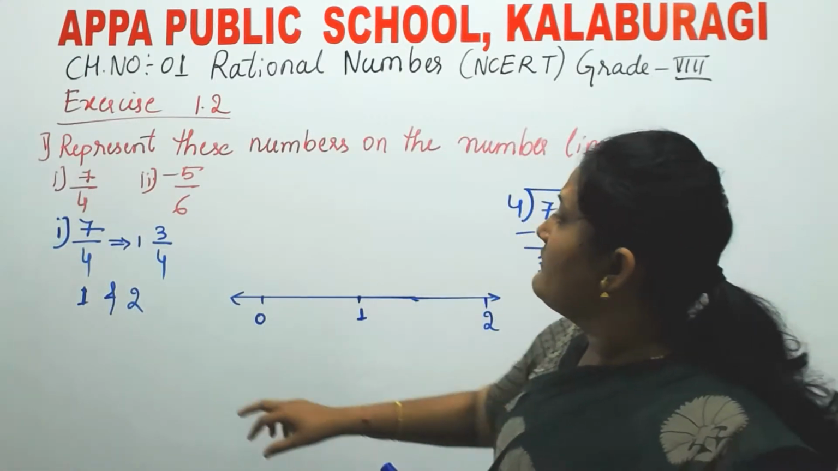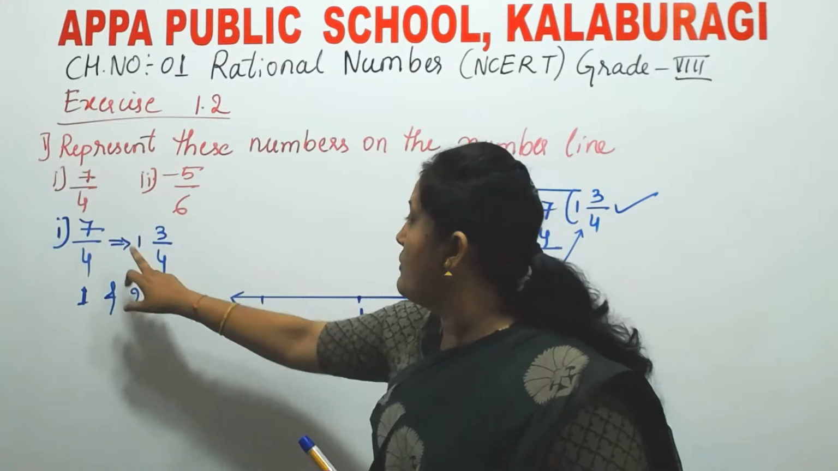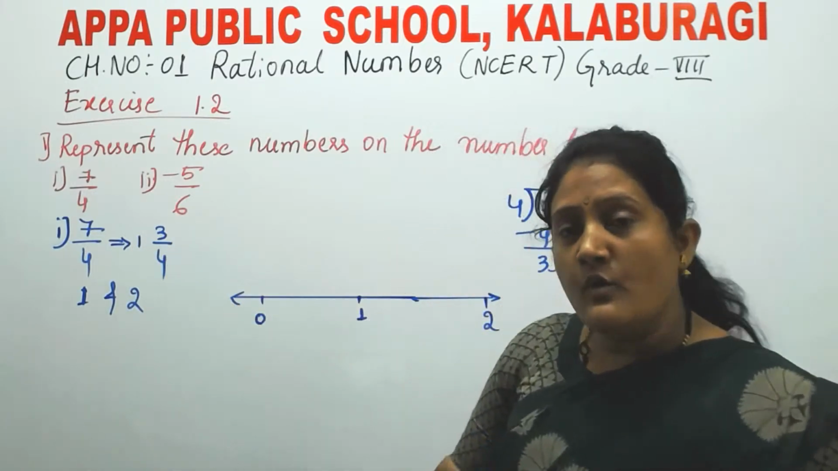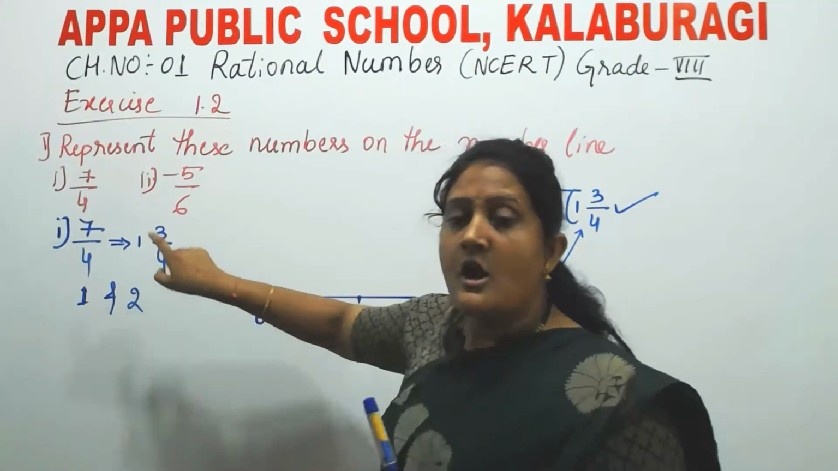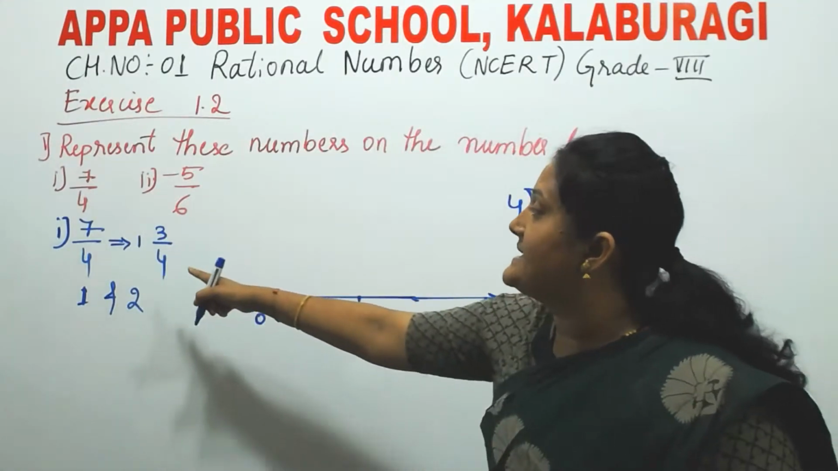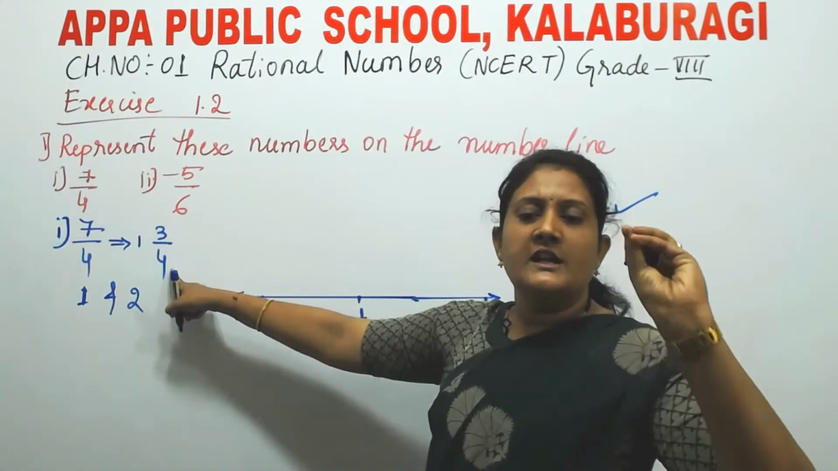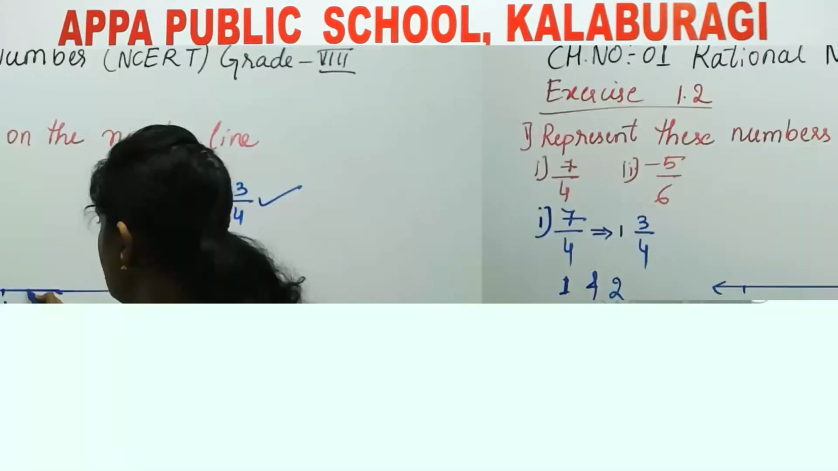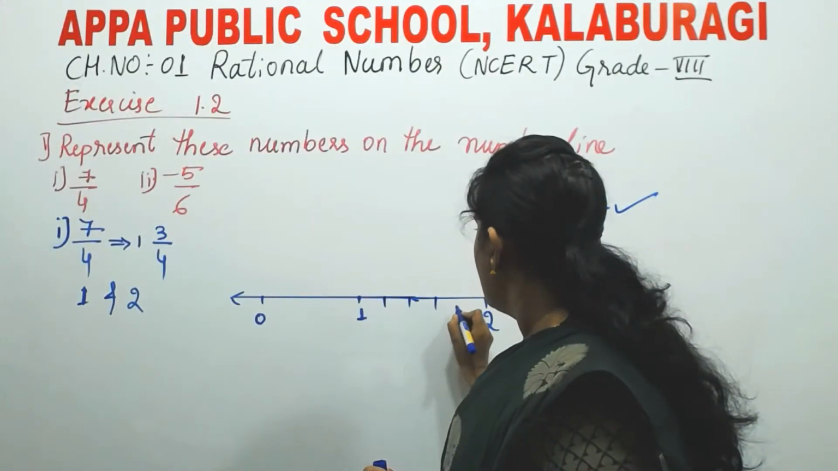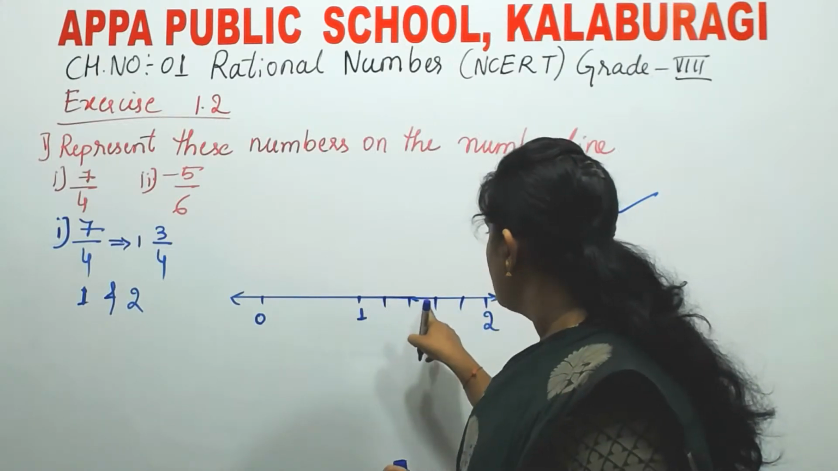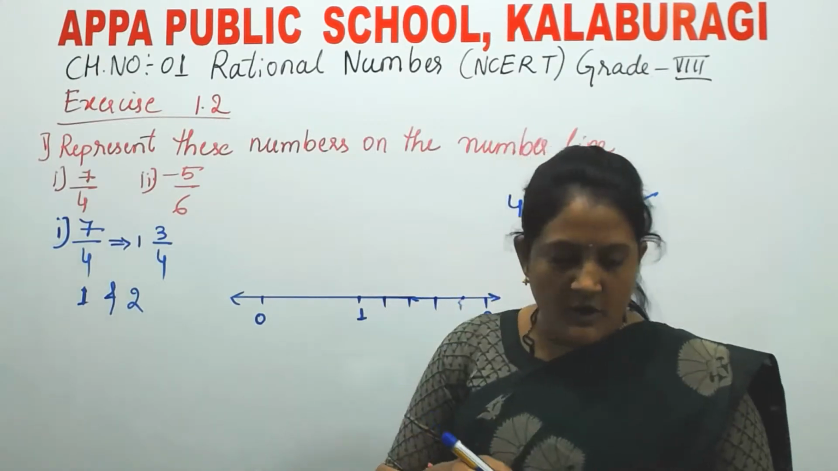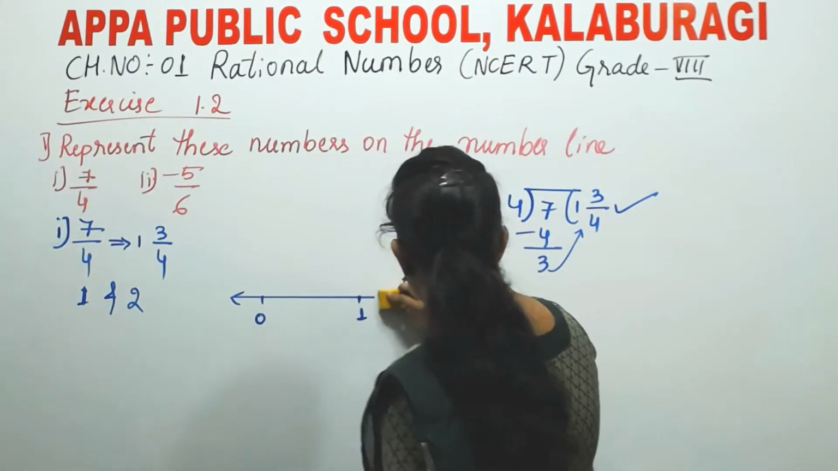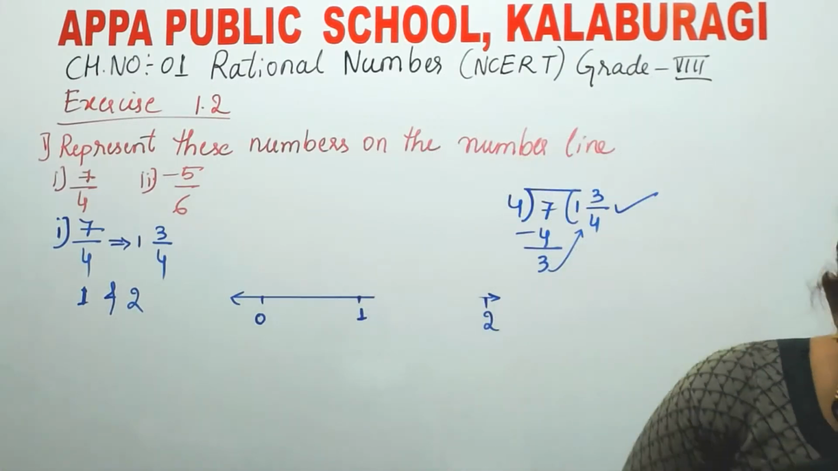Now look, how can we represent 3 by 4? 1 is here already. Now look at the denominator. 4 is there. For that you have to make 4 parts. Whatever the denominator, that many parts you have to make. 4 parts: 1, 2, 3, 4. So it is better you use a scale to represent, then we will get it exactly.